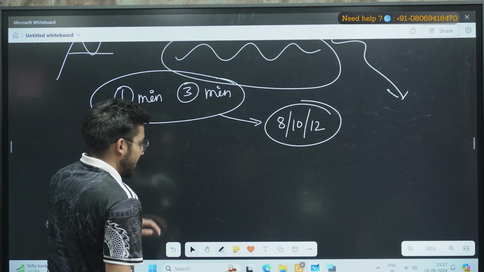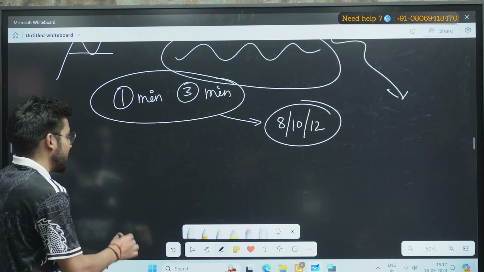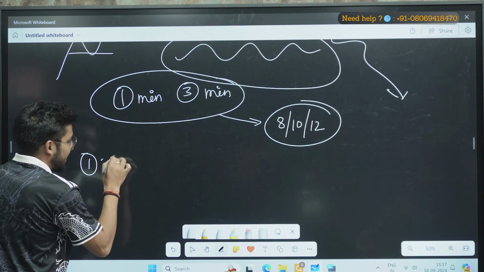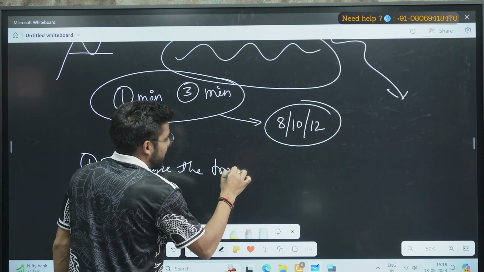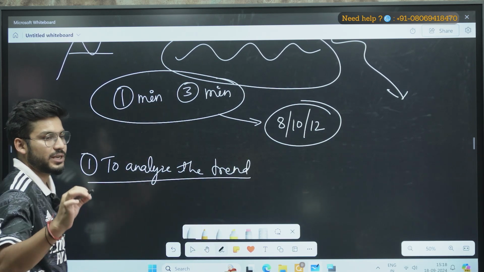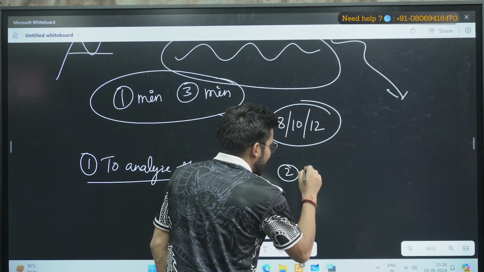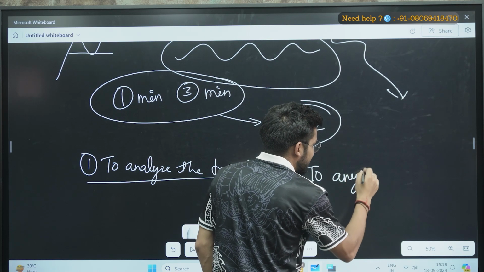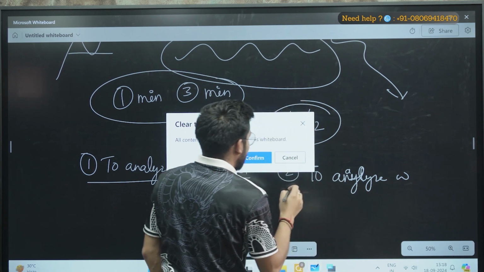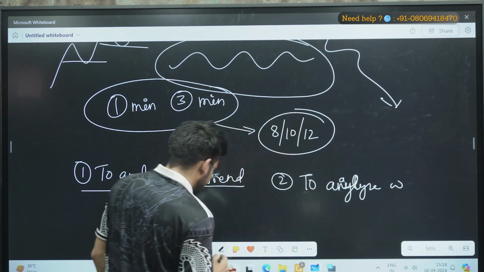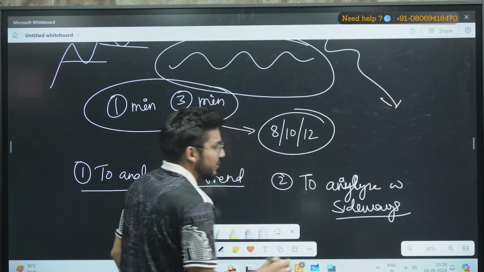Now there are three important things when we are doing scalping. The first thing is to analyze the trend, like what is the trend of the market, whether it is in a positive trend or a negative trend, right? The second thing is to analyze when the market will be sideways. We want to know when the sideways market will start and for how long it will sustain, right?